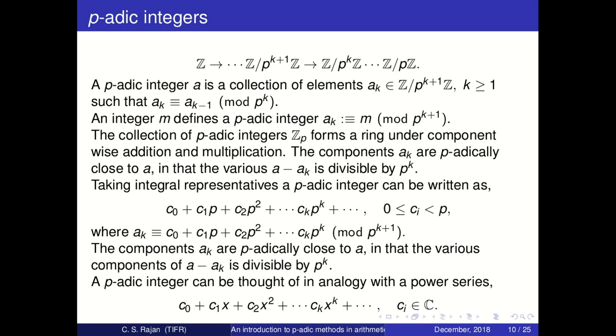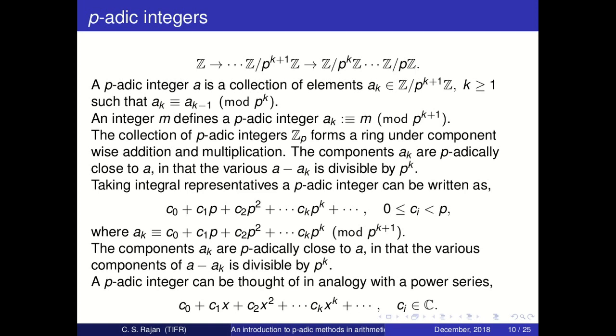Now I can take integral representatives for a p-adic integer. I start off with a0. ak is c0 plus c1p plus c2p squared up to ckp to the k. Okay, so a0 is c0, a1 is c0 plus c1p, and a2 is c0 plus c1p plus c2p squared. So this is what you get. Each one of them, when I truncate mod p to the k minus 1, I get the previous number mod p to the k. So this is what ak is. Okay, so in some sense a p-adic number is very easy to see. A p-adic integer is being represented by a kind of power series, but instead of x you are putting p. Okay, c0 plus c1p, and I am giving a set of representatives ci between 0 and p minus 1. Okay, that's it.